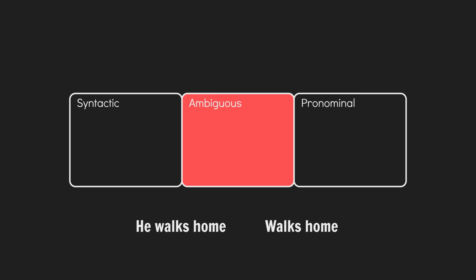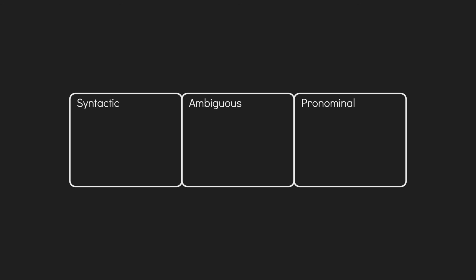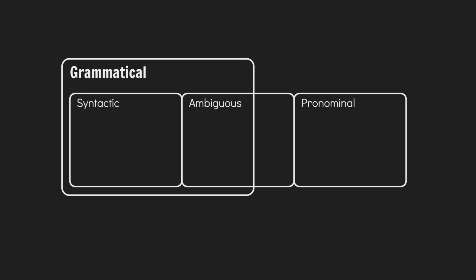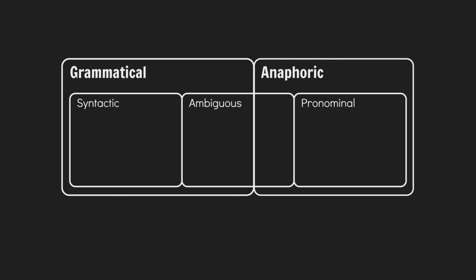Ambiguous agreement is a mixture of both syntactic and pronominal agreement. The person agreement marker may occur with or without its controller. So both he walks home and walks home will both be grammatical. If there is a local controller, we call it grammatical agreement. If there isn't a local controller, we call it anaphoric agreement.